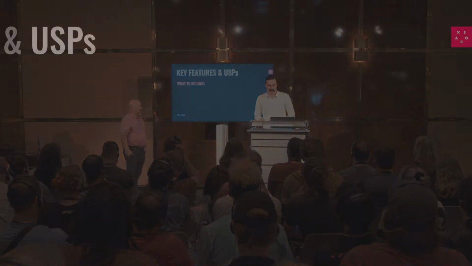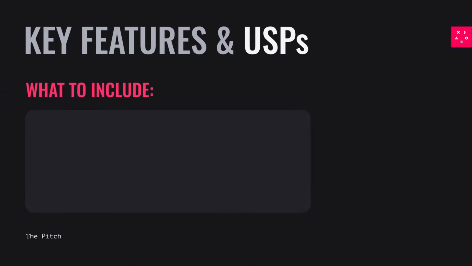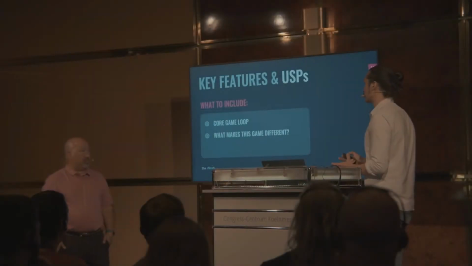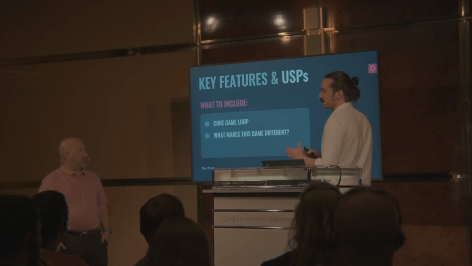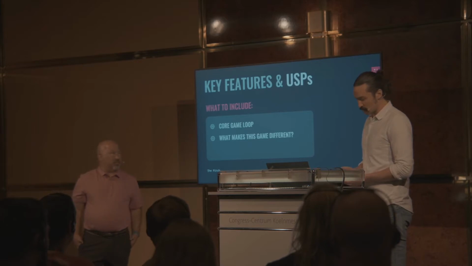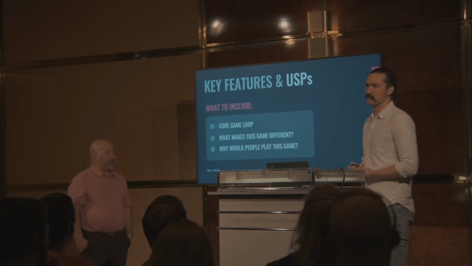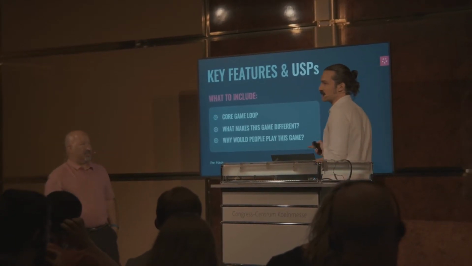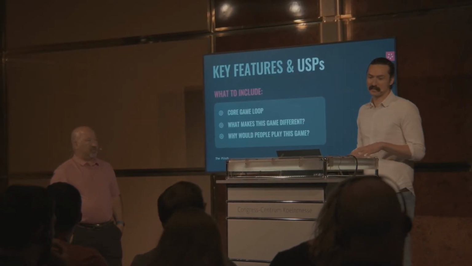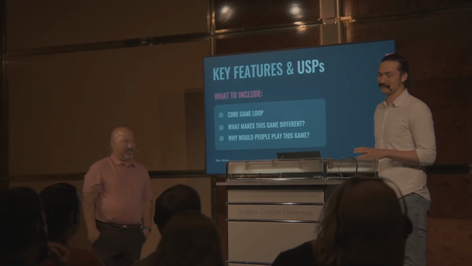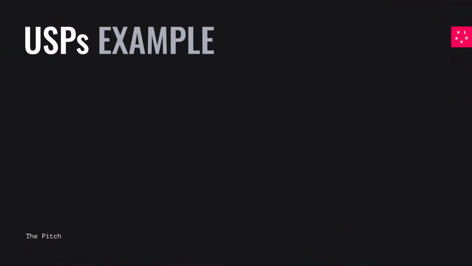So some key features you want to have. Core game loops, obviously quite important. Anything that makes this game different that you can tie into the core game loop or the meta game loop, super, super valuable. And what you're really looking to do is just convince them of why people should play this game. Often this comes down to the USPs. And USPs are extremely difficult. They're very, very hard to get right. So we've got some examples here.